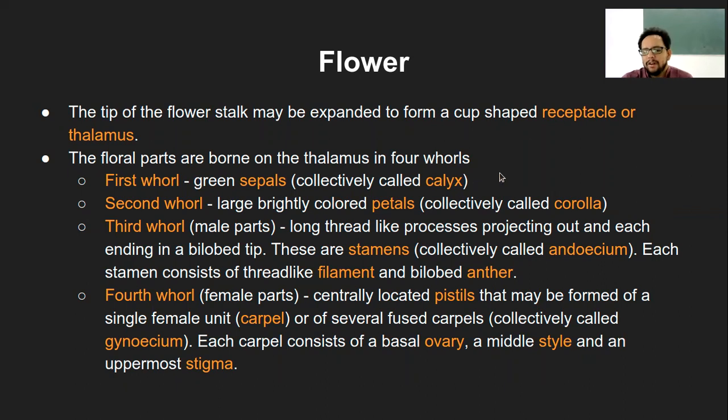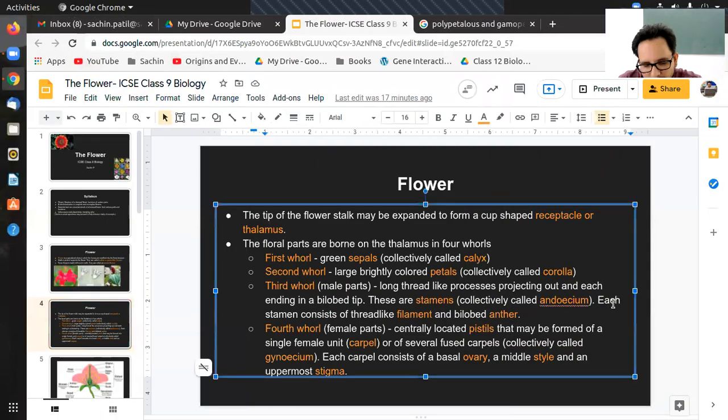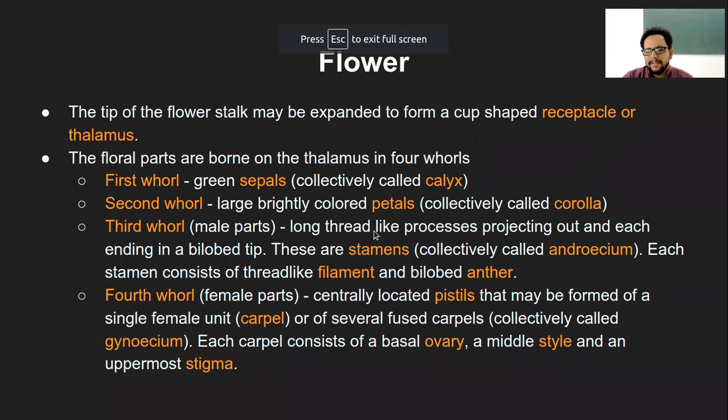So these are long thread-like projections, each ending in a bilobed tip. Now bilobed means having two compartments. Lobe is a compartment, bilobed means two compartments. And these are stamens, collectively called androecium. Sorry, I am missing the R here. So it is androecium. So stamens are the male reproductive parts, and collectively all these stamens are called androecium, which is again the male reproductive structure, but all together.